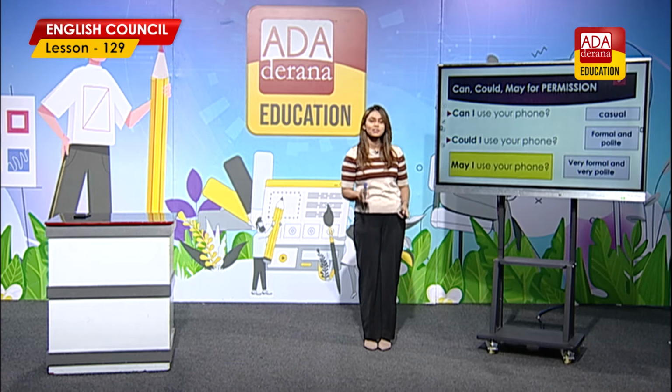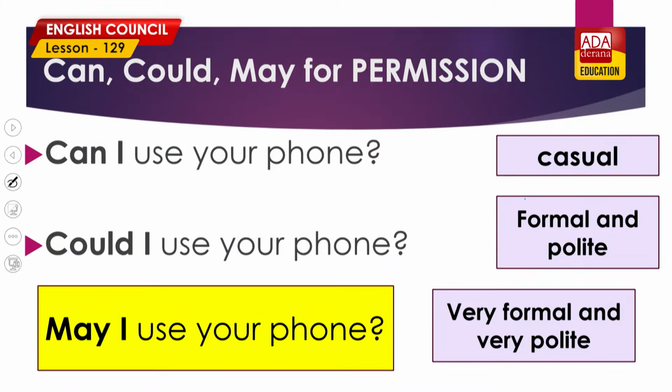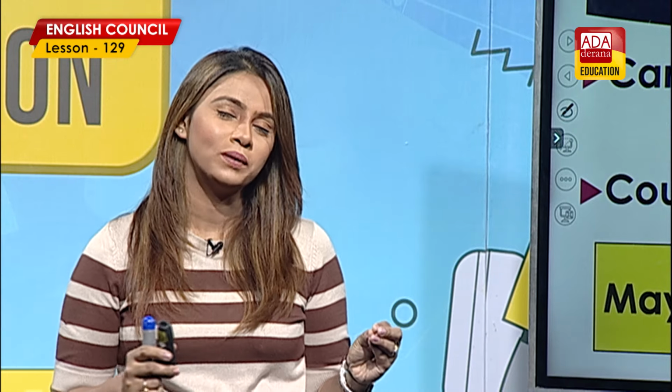Can I go to the toilet? Could I use your phone? May I go there? What is the difference between these three? All three can be used as a way of asking for permission. Could is formal and polite, while may is highly formal and highly polite. So we had this as well, with the most common example, may I go to the toilet, teacher. Can you remember when we were kids we practiced asking for permission using may, which is highly formal?